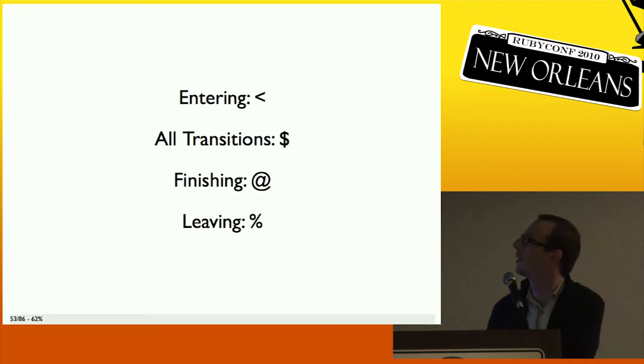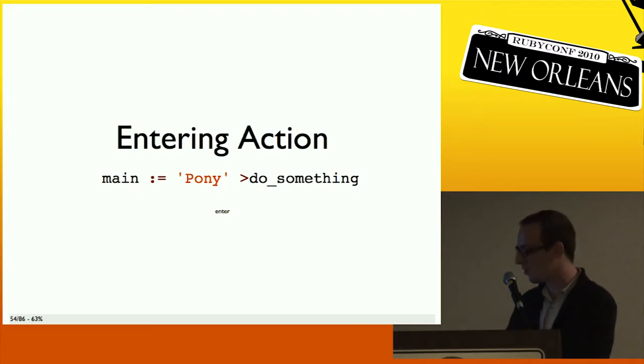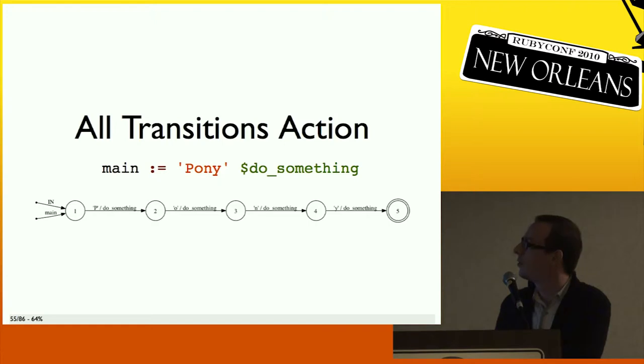So there are four main types of actions. You've got an entering action, all transitions, finishing, and leaving. Entering action: here we're looking for the string pony. When we specify an entering action, it will be called when you enter the machine, when you first make the first match of that machine. An all-transition action is called on every transition within the machine. So even though we specify a single string, we think of each of those characters as a transition, and you call that action in every single place.